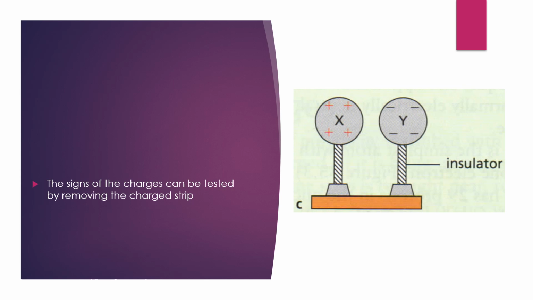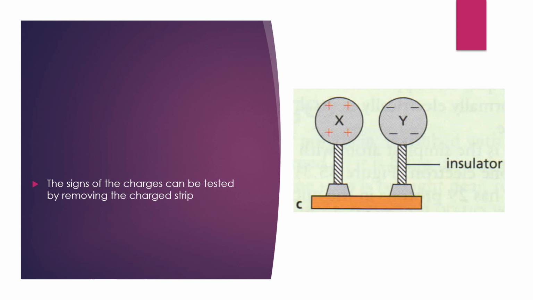Because when you remove the charged object before you separate them, it means there is no charge near the sphere anymore, right? If there's no charge, then the electrons will return back to the initial positions, so they will become neutral again. So the procedure is you have to separate them before you take away the charged object. If you take away the charged object first and separate after that, you will not get the charged metal sphere.